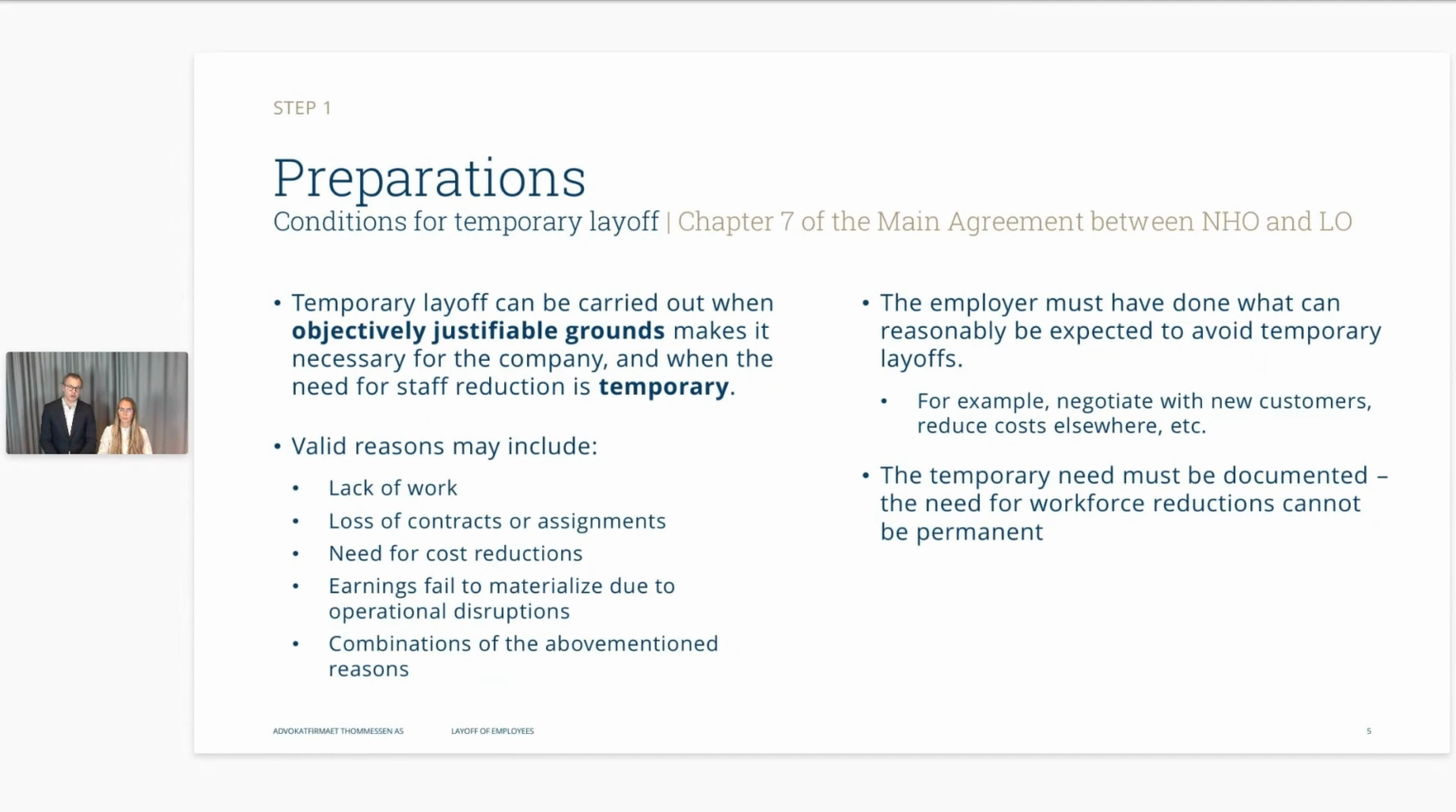If the need for staff reductions is permanent, on the other hand, the company must initiate a redundancy process instead of temporary layoffs. The requirement for a valid or justifiable cause also includes a requirement that the company first has taken steps to try to avoid temporary layoffs. We have listed some examples here on the slide, such as negotiating with new customers, reducing costs elsewhere, including, for example, talking to the bank, to the landlord, etc.